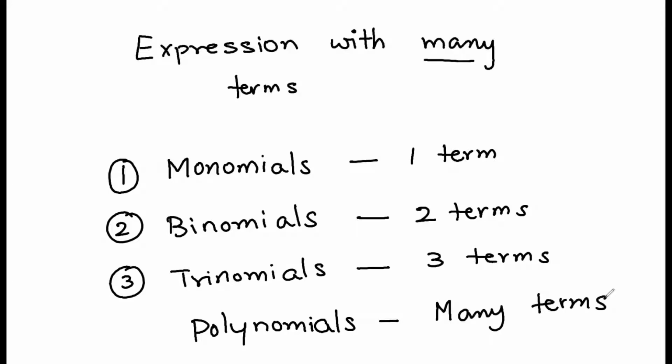Now the question we need to ask ourselves is, is a monomial a polynomial? Yes, it is. It's a special name given to an expression with just one term. All monomials are polynomials. All binomials are polynomials. All trinomials are polynomials. But keep in mind that not all polynomials are monomials. Not all polynomials are binomials, or trinomials. But the vice versa is true.